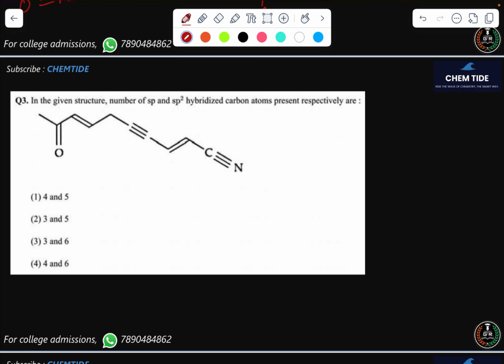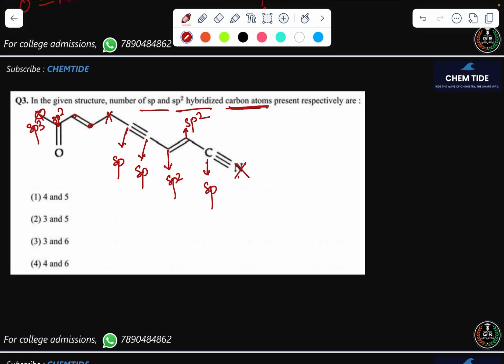In the given structure, the number of sp and sp2 hybridized atoms we have to count. Okay, only the carbons, not the other elements. This single bond is sp3. This is sp2. This is sp2. This is sp2. This is sp3. Okay, so let me mark it cross. This is sp. This is sp. This is sp2. This is sp2. This is sp. Okay, nitrogen is not participating.